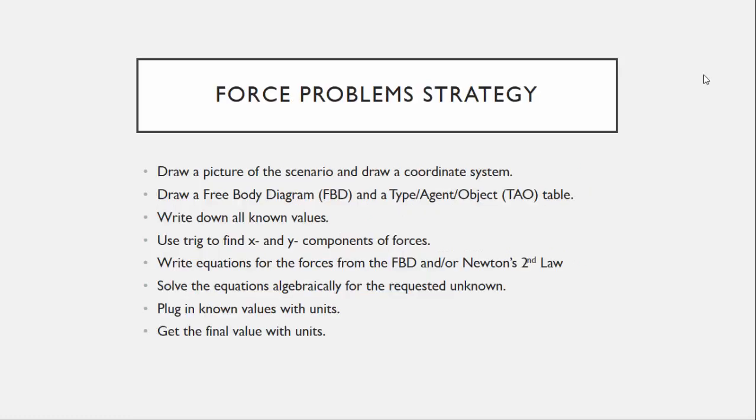We're going to solve this problem like we do any force problems with a particular strategy. First, we're going to draw a picture with a coordinate system. Then we'll draw a free body diagram and write a type agent object table. We'll write down all our known values. And then the new part is we'll use the right triangle trig to find the x and y components of the forces with sine and cosine. We'll write equations for all the forces from either the free body diagram or Newton's second law. We'll solve the equations algebraically. Then we'll plug in known values with units and get the final value with units.